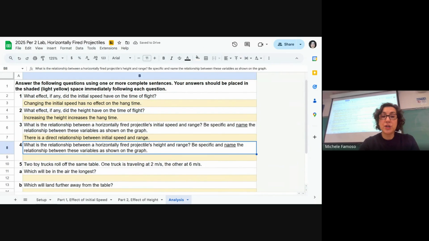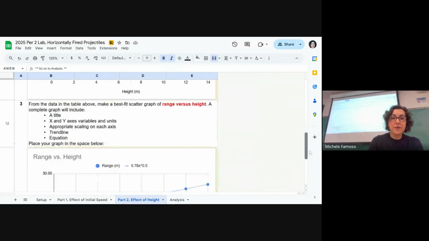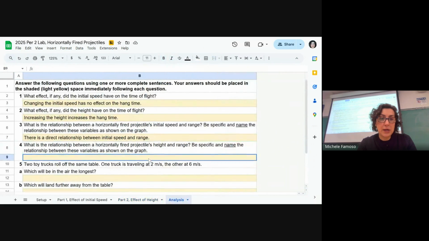Okay, the next question asks you, what is the relationship between the height and the range? We're going to find that graph under part 2 because that's where we tested height. So let's go to part 2. Look at the graph of range versus height. What's the relationship here? Anyone know? What shape is that graph, first of all? It's a parabola. What's the relationship when you have a parabola? Miriam? Quadratic. Very good. So let's go ahead and answer that.